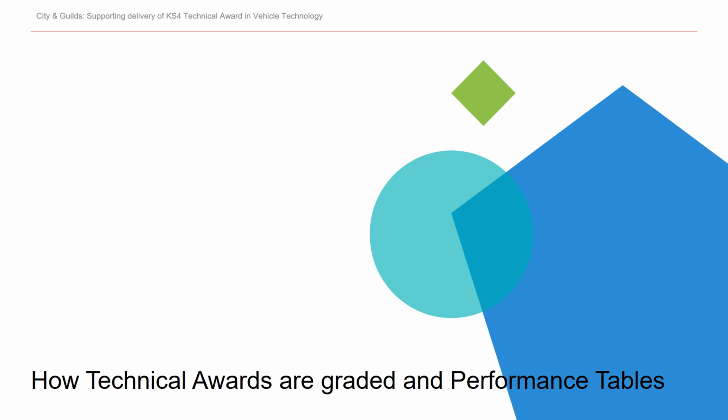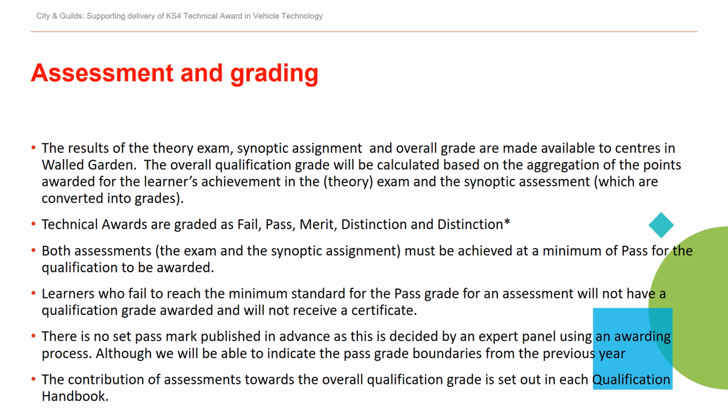So the next few slides are really about how technical awards are graded and their relationship with performance tables and GCSEs. So assessment and grading. The results of the theory exam and synoptic assignment and overall grade are made available to centres on the walled garden. The overall qualification grade will be calculated based on the aggregation of points that are awarded for the learner's achievements from the theory exam and the synoptic assessment, and these are then converted into grades.